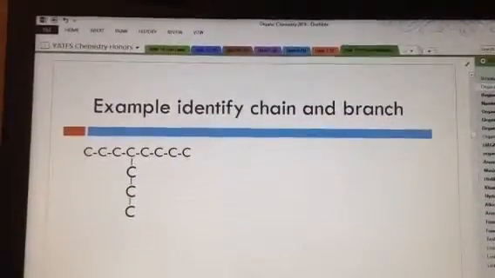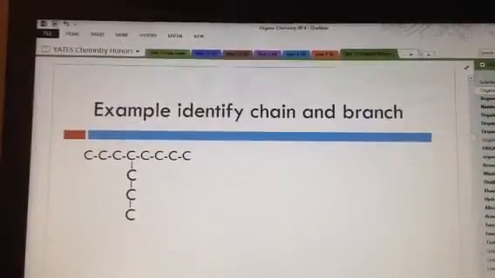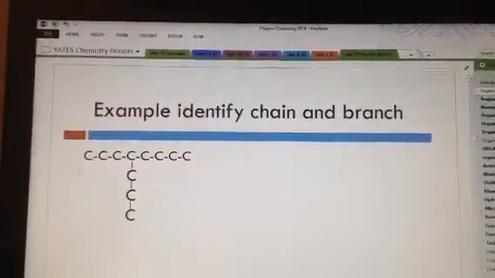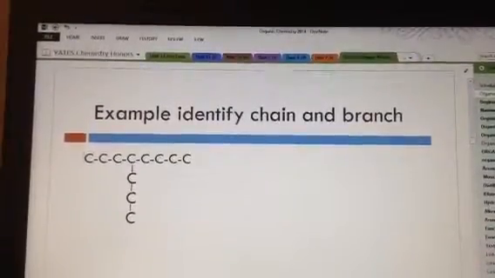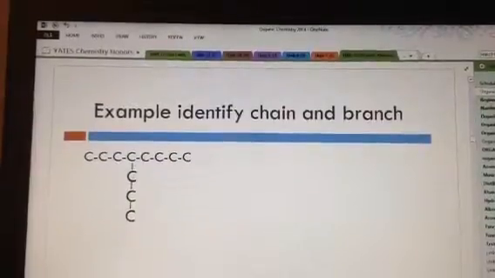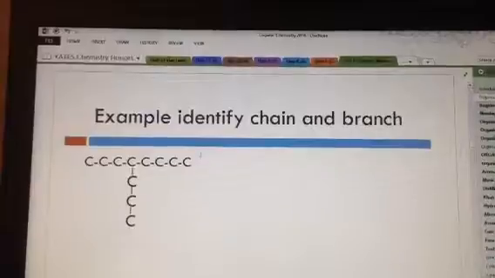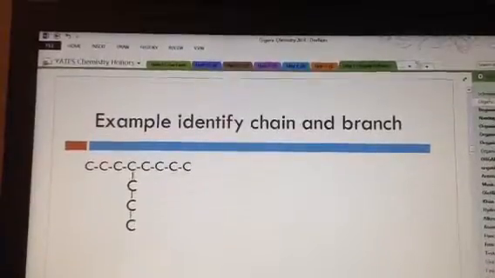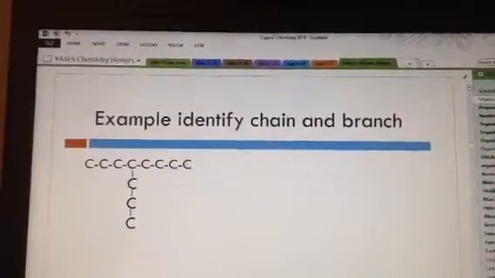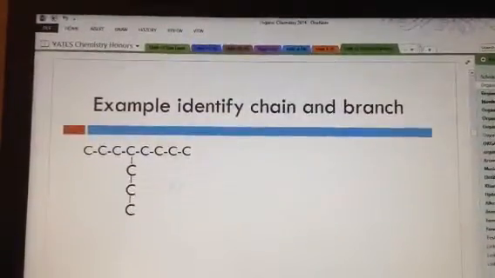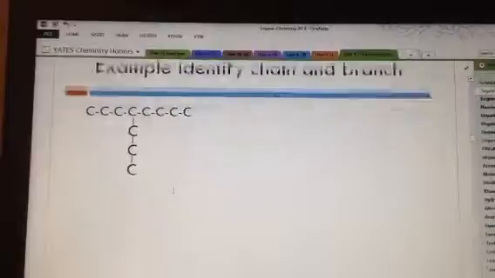So if I started here, I could count 1, 2, 3, 4, 5, 6, 7, 8. I could also go over to the right and down. That would be 1, 2, 3, 4, 5, 6, 7. And I could also go up and over to this side. That'd be 1, 2, 3, 4, 5, 6, 7, 8. So in actuality, there are 2 ways that this could be counted.